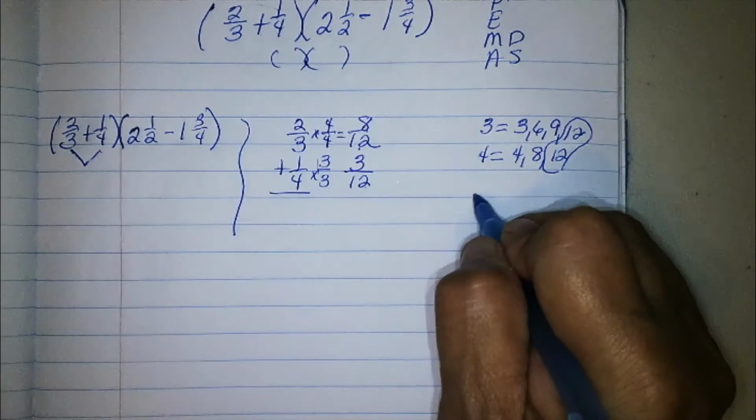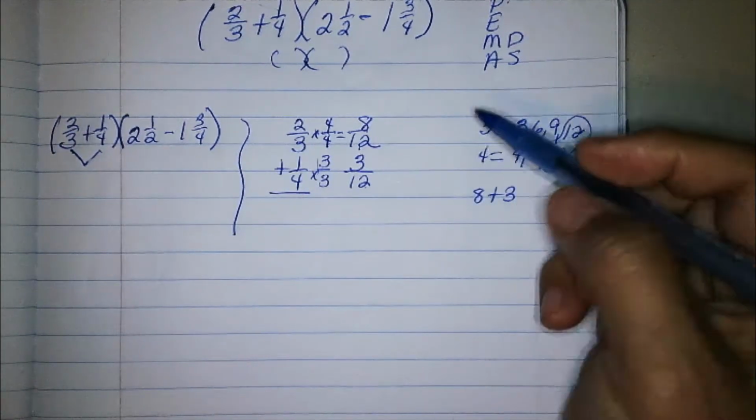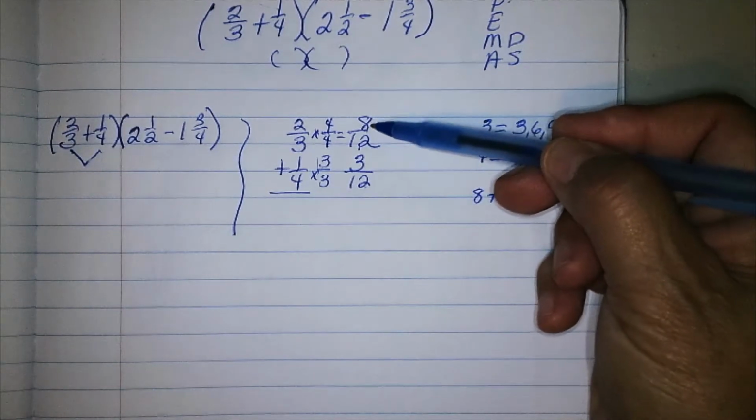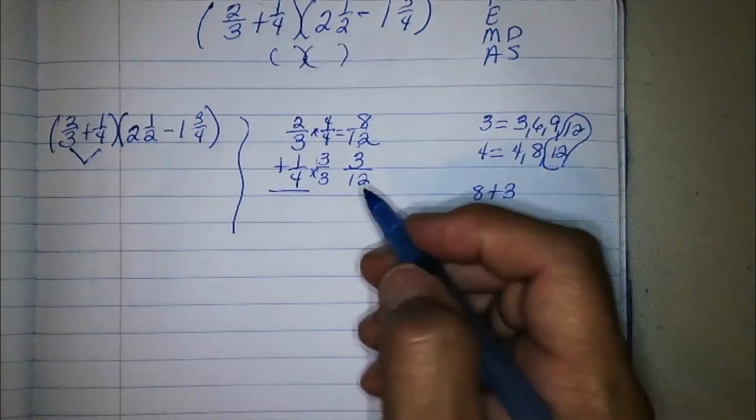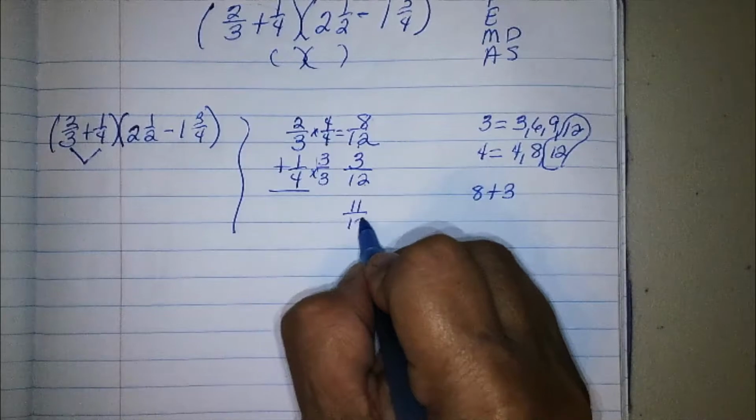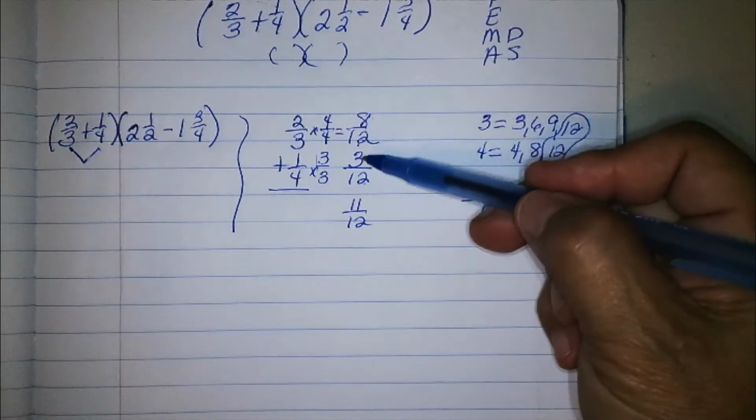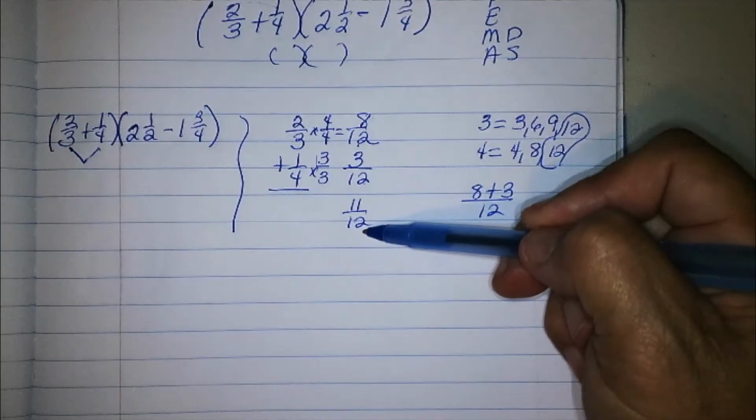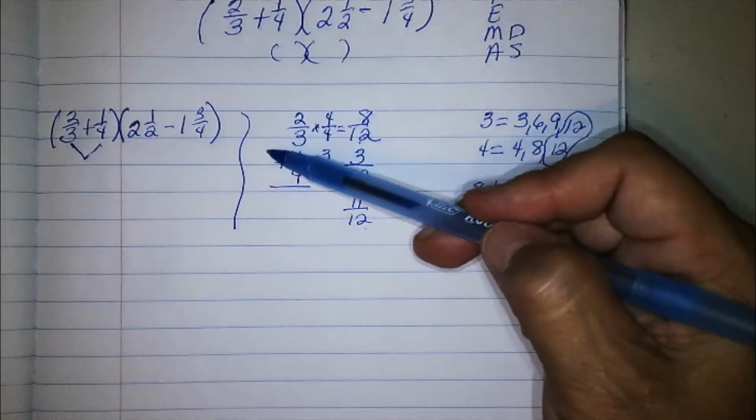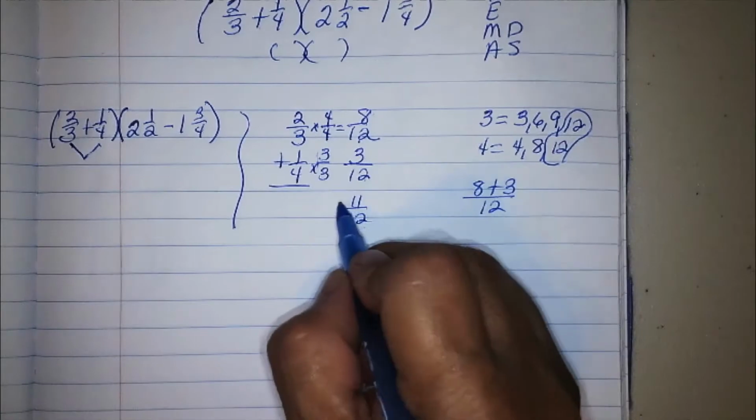Now remember, we're only adding the numerators. I'm going to add 8 plus 3, 11 over 12. We're keeping the same denominator of 12. Okay, there's no whole numbers here to add, so we're done.